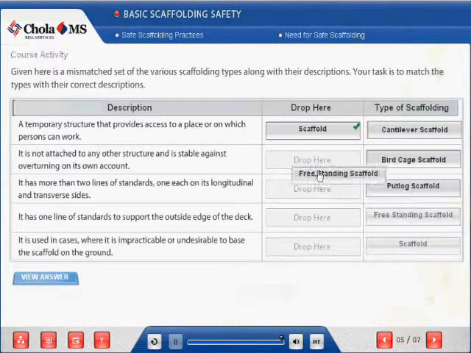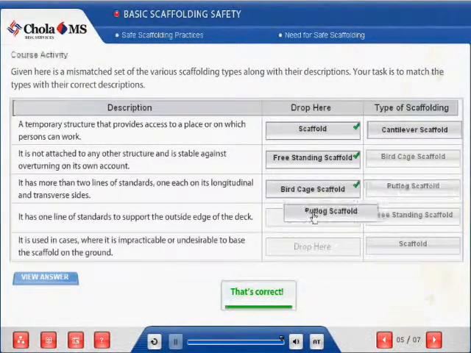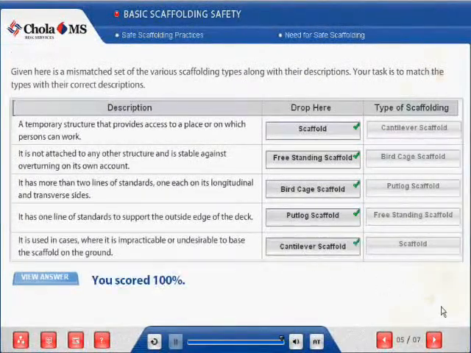That's correct. That's correct. That's correct. That's correct. That's correct.